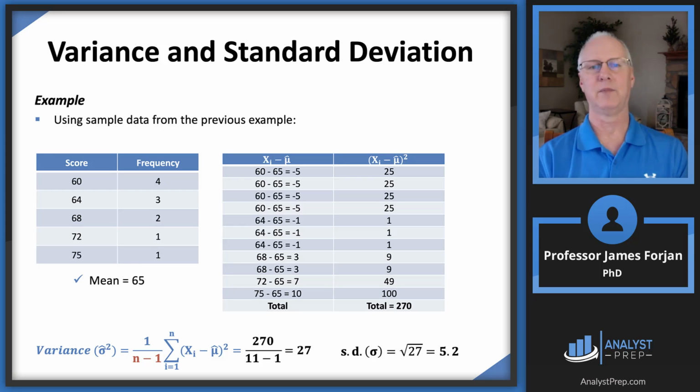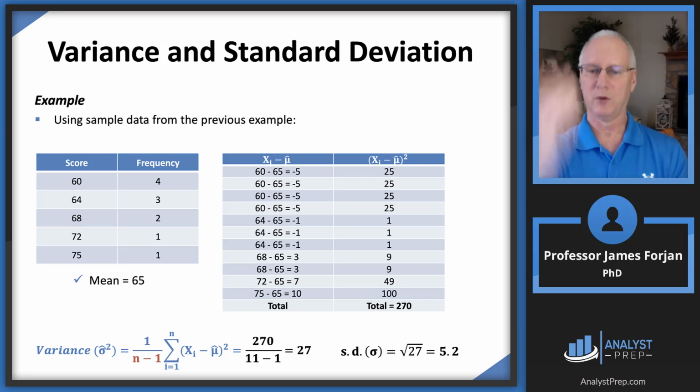So let's use that same sample data going down the left-hand side. We know the mean is 65. So in the third column, we'll take the 4 60s, right? There's 4 frequencies of the scores of 60, minus 65. That gives me a minus 5, right? So we have 4 of them. We'll square it. So that gives us those 25s down that far right column. And then we'll do that all the way down to the bottom, and notice that the total is 270.